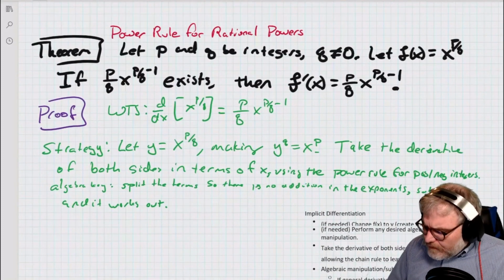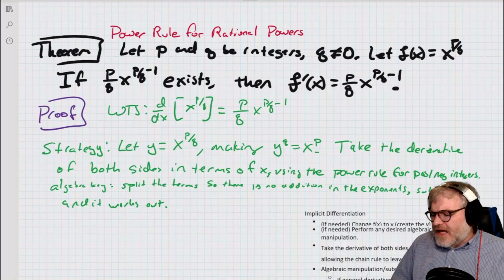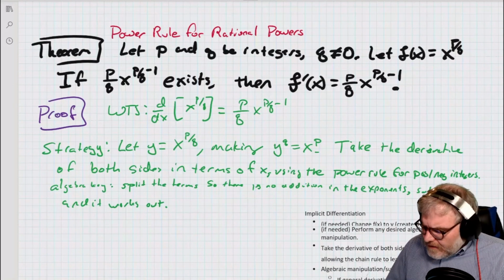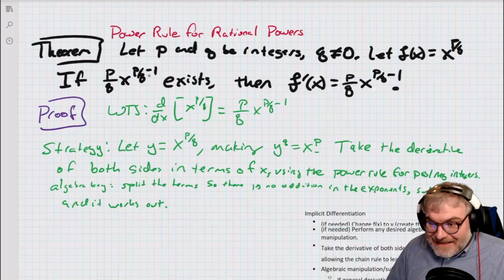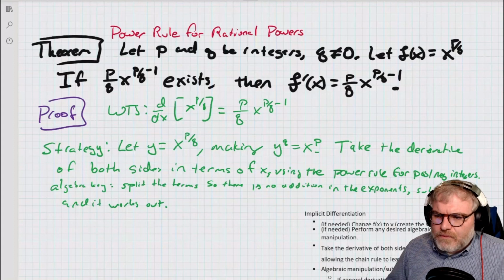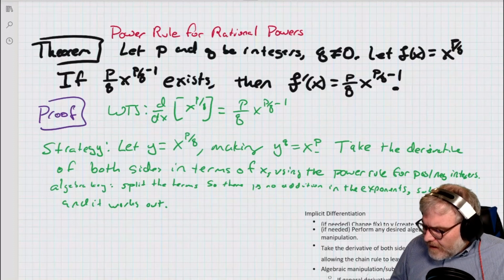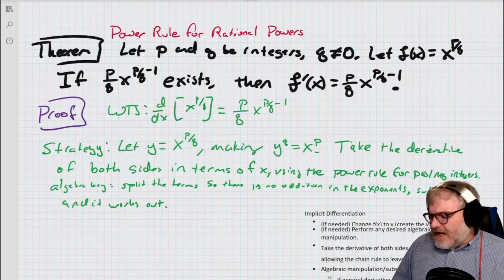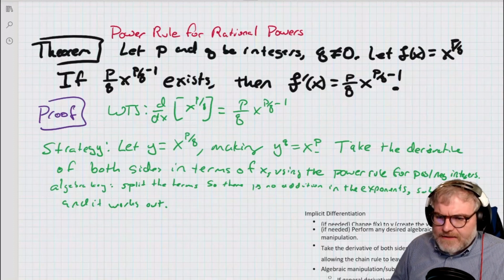What we want to show, so let's suppose I have p and q be integers, q not equal to 0, with f of x equals x to the p over q. Then, if p over q x to the p over q minus 1 exists, right? Like the derivative of the cube root of x does not exist at 0. You get an infinite slope. Then f prime of x equals p over q x to the p over q minus 1.